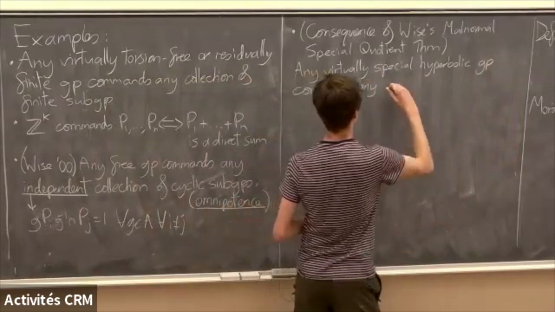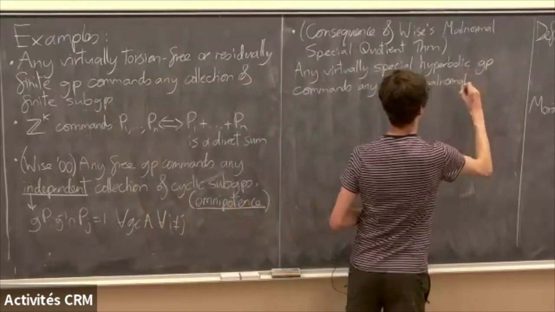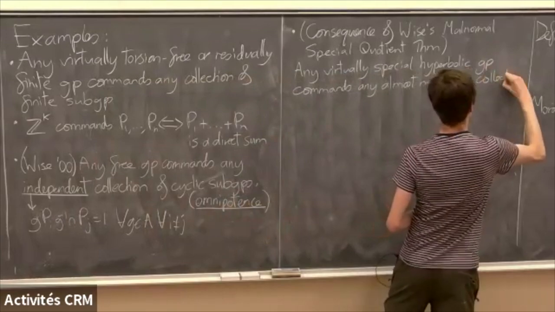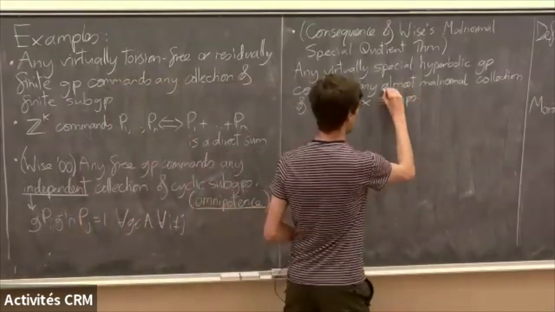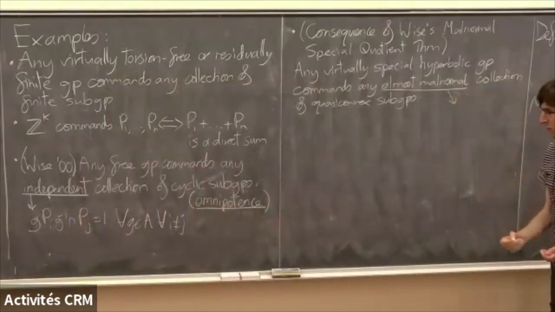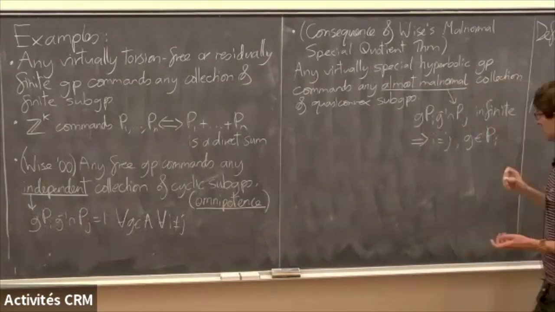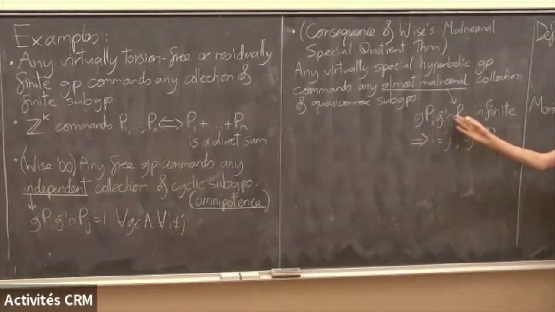commands any almost malnormal collection of quasi-convex subgroups, where almost malnormal is kind of similar to independent, but it's slightly stronger. It means that whenever g Pi g inverse intersect Pj is infinite, it must be that i equals j and g is in Pi. So it's a bit stronger than independent because it also controls how conjugates of the same Pi intersect each other.